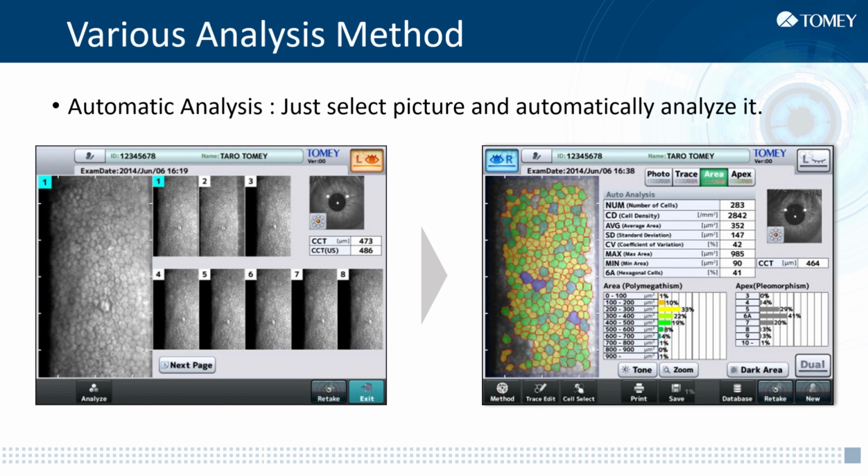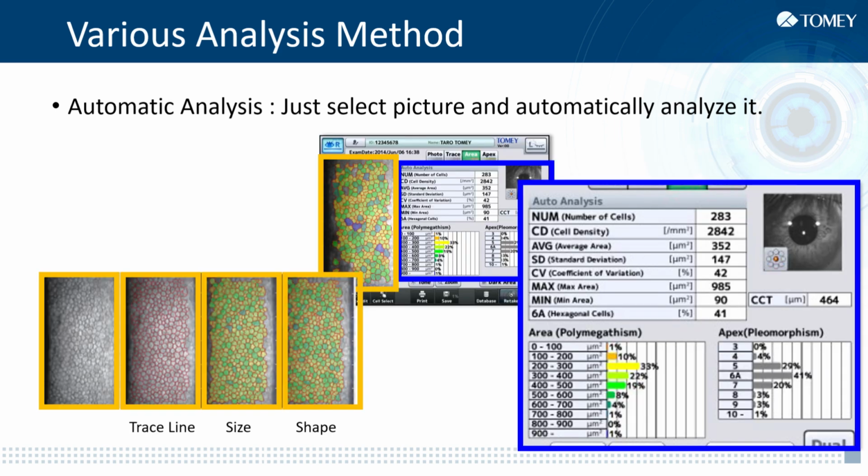When it comes to the analysis methods, there are 3 options: automatic analysis, core method, and L-count method. With automatic analysis, we can just select the captured image and the analyzed result appears. The data displayed on the screen is number of cells, cell density, average cell size and so on, including the percentage of hexagonal cells. This is automatic analysis on the EM4000.